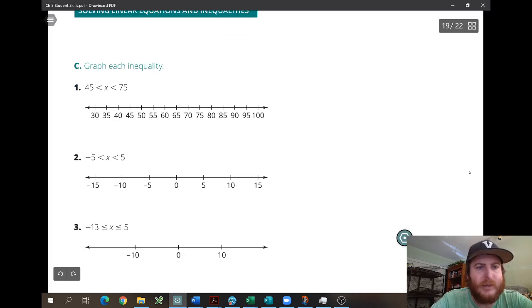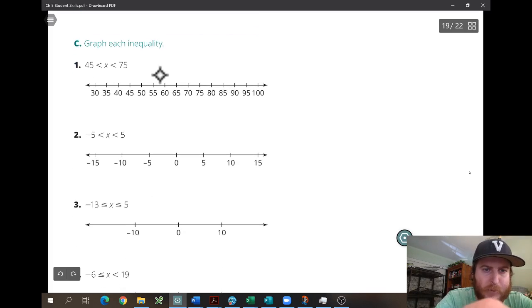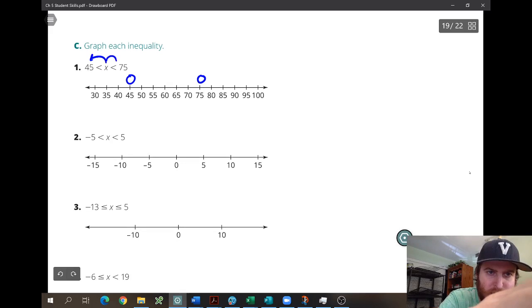Okay. C is just doing it the opposite way. Now let's graph it ourselves. So 45, I'm going to put an open circle at 45 because it's just less than, not less than or equal to. And then I'll put an open circle at 75, and x is in between those numbers. Do we see how literally x is in between them? So I'm just going to connect a line in between them.